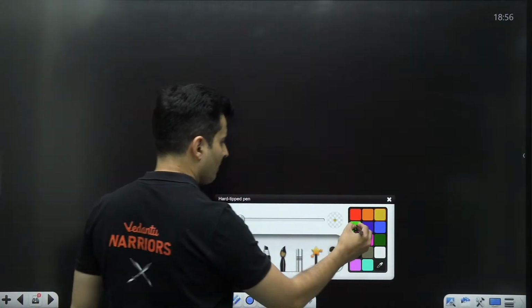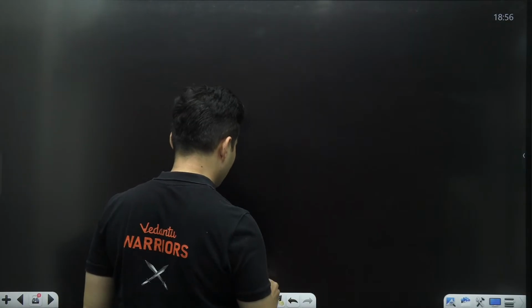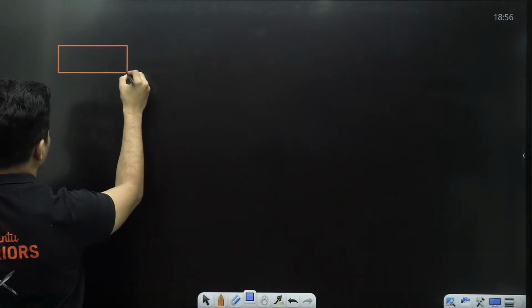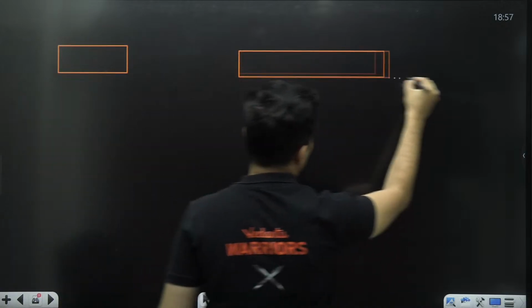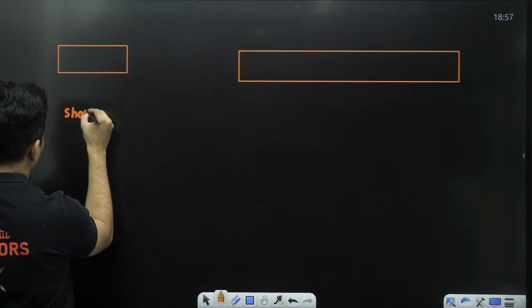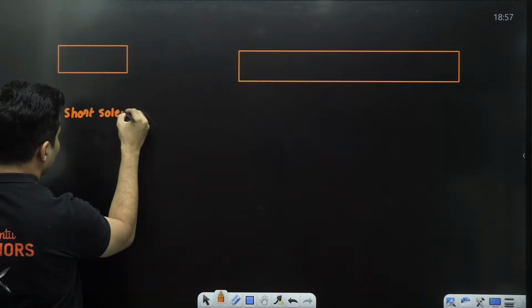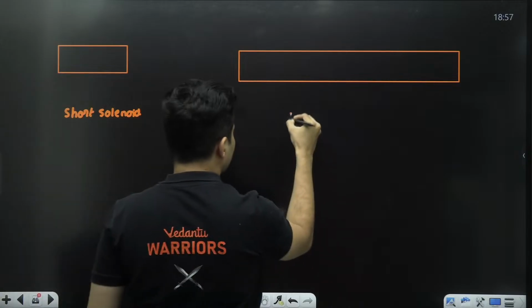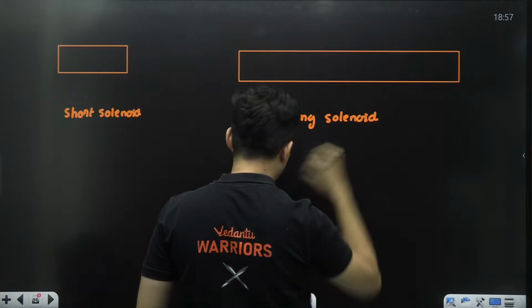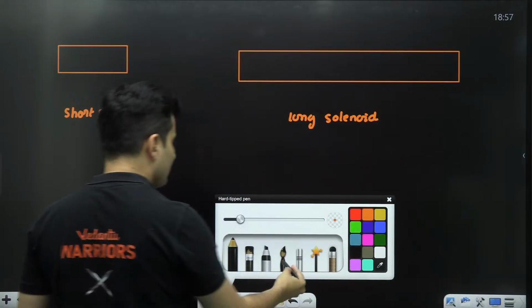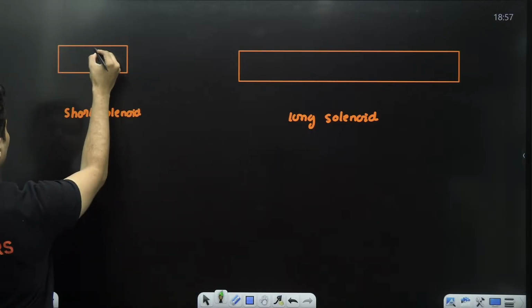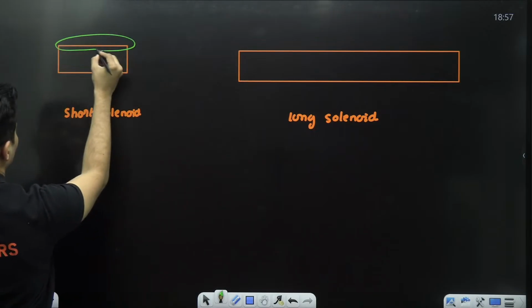So starting off in a very simple manner, guys, observe this. I will explain everything very simply so that you will never be confused. This is a short solenoid. This is a long solenoid. The difference is only how the magnetic fields will approximately look. Here, the magnetic field lines will look like this, maybe.